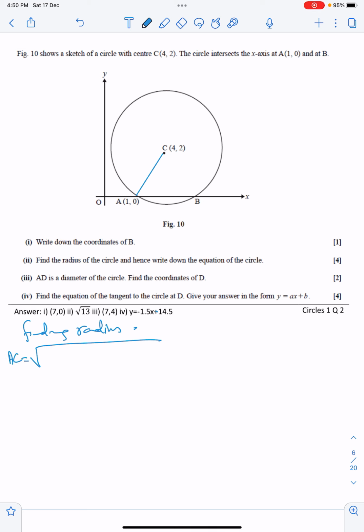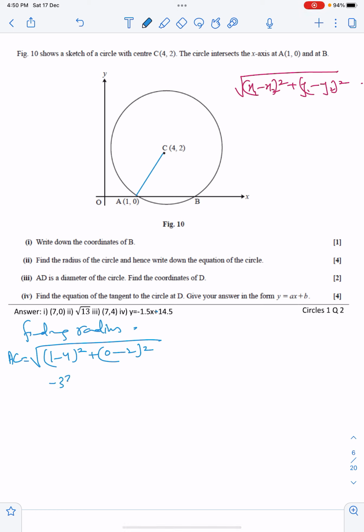I'm going to apply the formula. AC is equal to the square root of (1 minus 4) the whole square plus (0 minus 2) the whole square. I'm using the distance formula, which is this: x1 minus x2 the whole square plus y1 minus y2 the whole square. So minus 3 squared plus minus 2 squared, in the square root. 9 plus 4 is 13, square root of 13, which is 3.61. That means we know that the radius of the circle is 3.61.